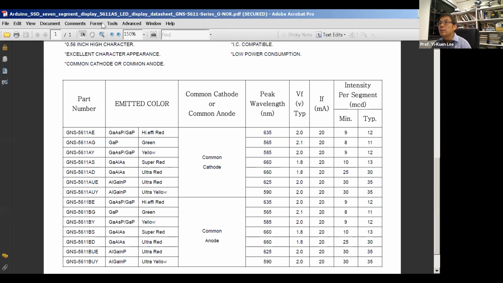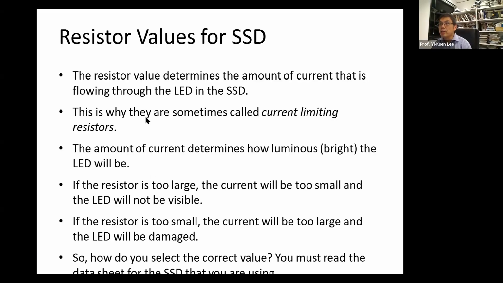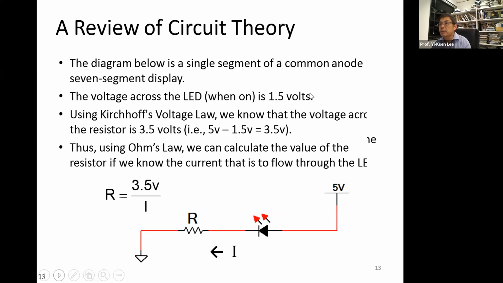Let me show you. Stop sharing. Anyway, so here I show you. Basically, you need to pick a reasonable resistor, then you can make sure you're seeing the output. So here I do some simple calculation for you.